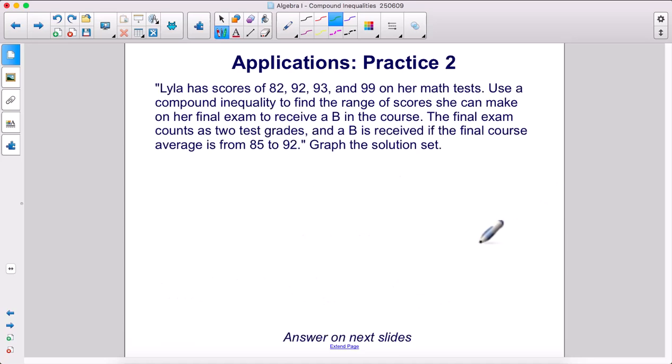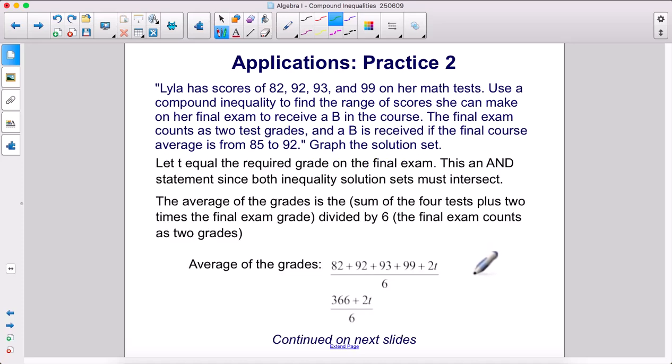Lila has scores of 82, 92, 93, and 99 on her math tests. Use a compound inequality to find the range of scores she can make on her final exam to receive a B in the course. The final exam counts as 2 test grades, and a B is received if the final course average is from 85 to 92. Graph the solution set. Let t equal the required grade on the final exam. This is an and statement since both inequality solution sets must intersect. The average of the grades is the sum of the 4 tests plus 2 times the final exam grade divided by 6, because the final exam counts as 2 grades.